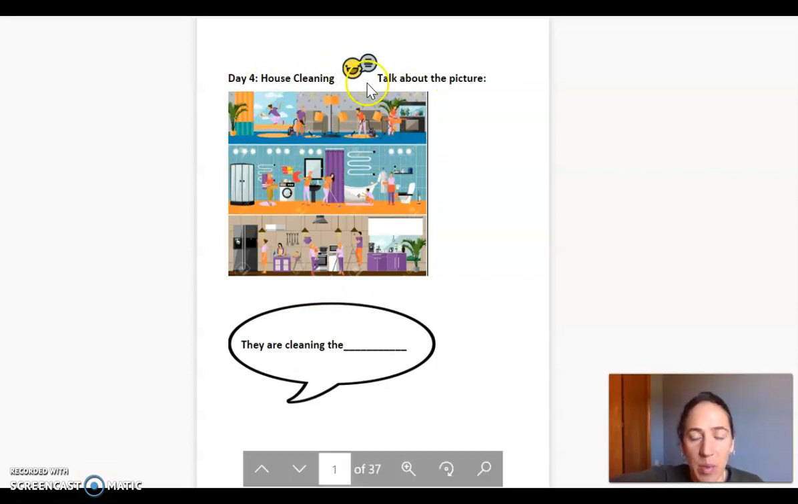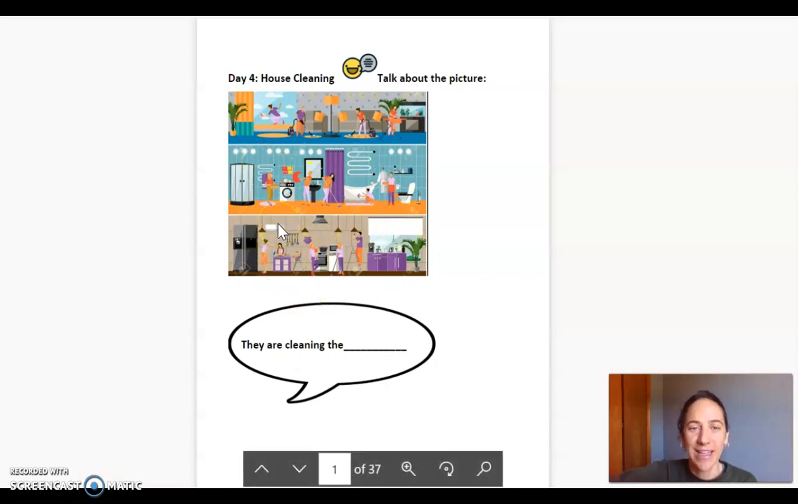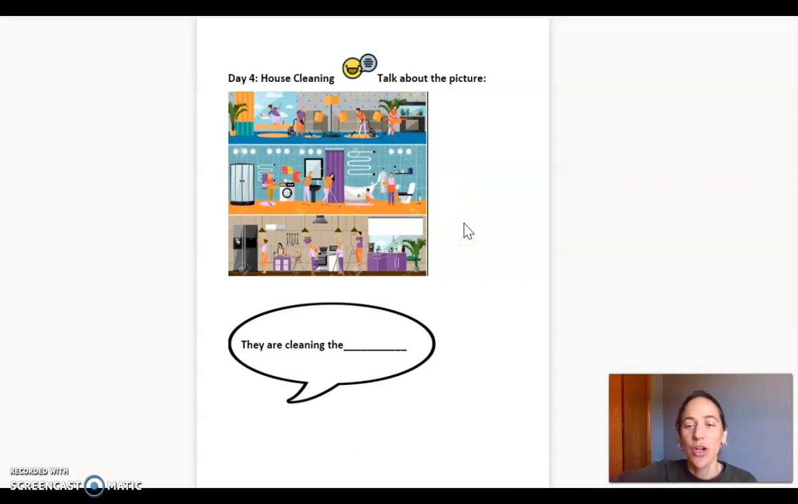I'll do the first one up here, and I want you to talk about the second and the third floor. So, he cleans the window, or he is cleaning the window. They are cleaning the living room. She is cleaning the clothes. Now I want you to look at these pictures and talk about who is cleaning and what are they cleaning. You can look around your house too and talk about the people who you live with.